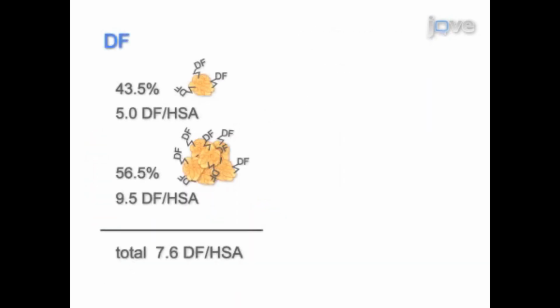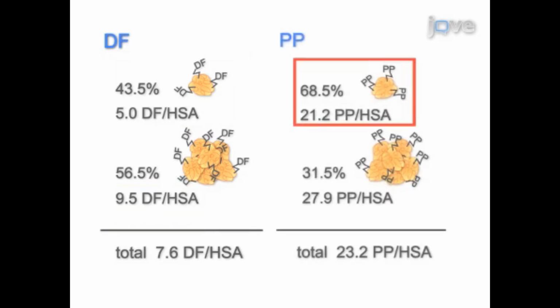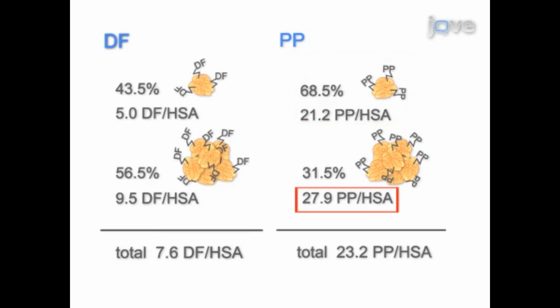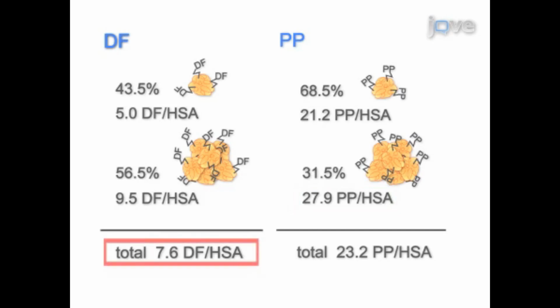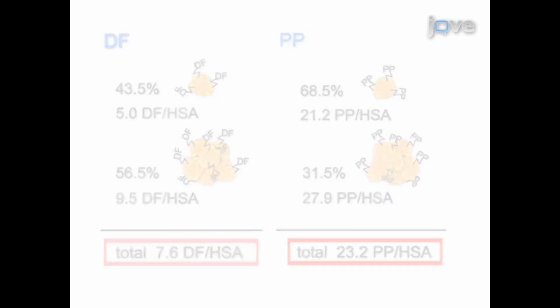As depicted in this figure, 43.5% of the DF conjugates remained monomeric with a coupling degree of 5.0 DF to HSA. For the aggregates, a coupling degree of 9.5 was determined. As depicted here, the PP conjugate was shown to consist of 68.5% monomers with a coupling degree of 21.2. The coupling degree of the aggregates was 27.9. In total, the determined coupling degree of DF conjugates was 7.6 DF, and that of PP conjugates was 23.2.